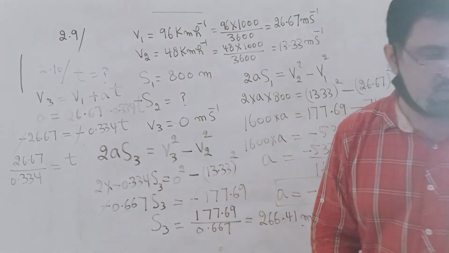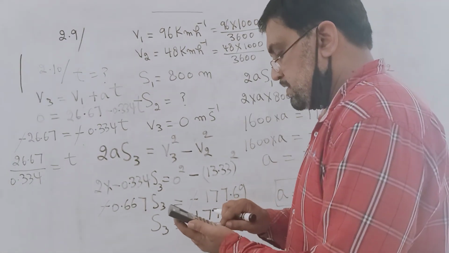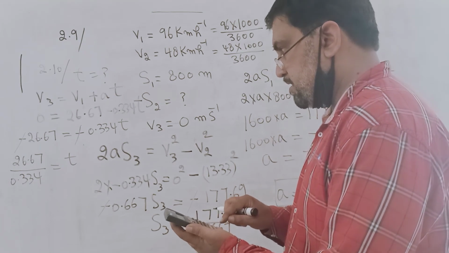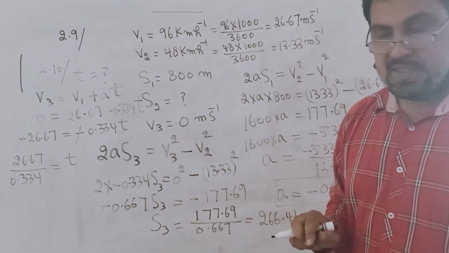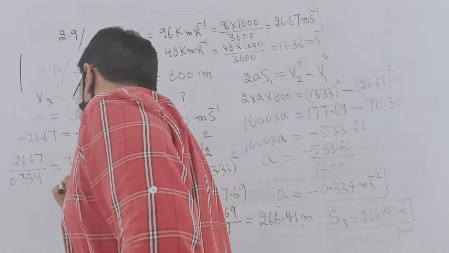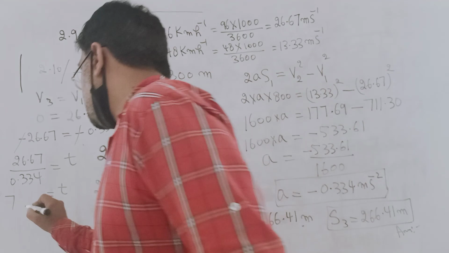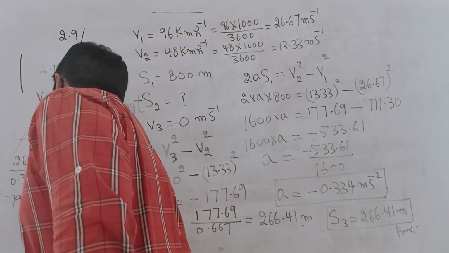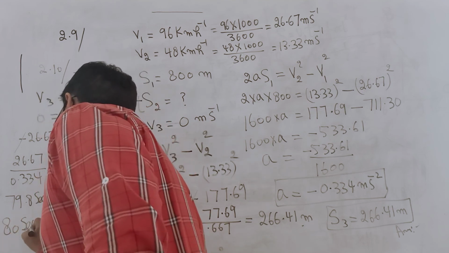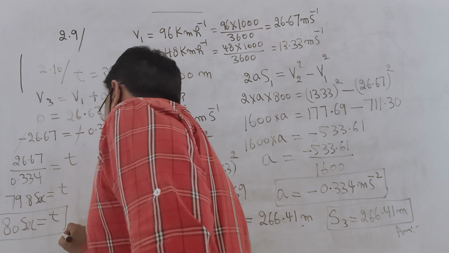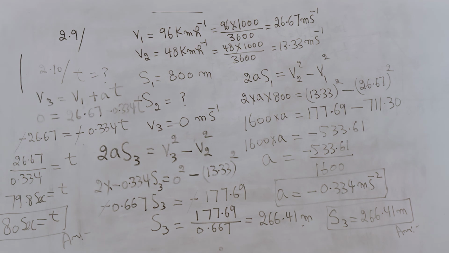Now we may use the calculator. 26.67 divided by 0.334 is 79.8. Time is equal to 79.8 second. We may write it as 80 second. Answer. Time is equal to 80 second.